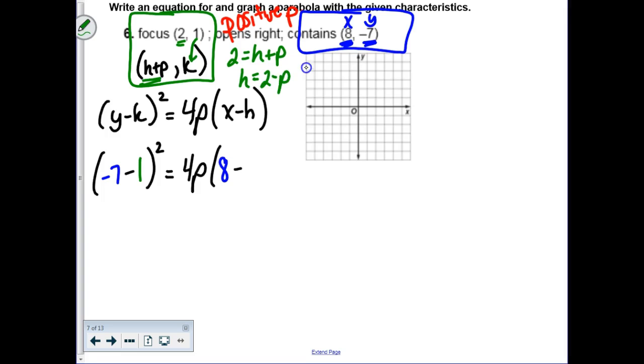2 minus p. So what you're going to do is you're going to have 8 minus, and then because it's a quantity, you need to use another set of parentheses, and instead of saying h, you're going to call it 2 minus p. Oh boy. Now, I know that doesn't look really good to you guys. You're like, that looks horrible.